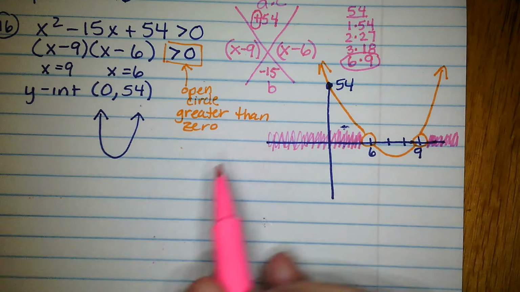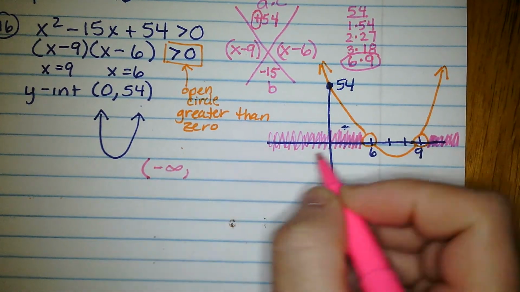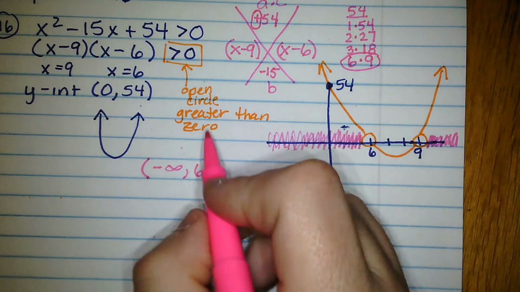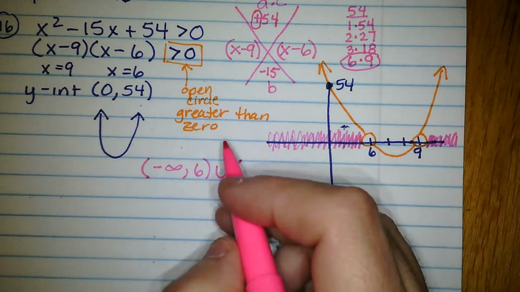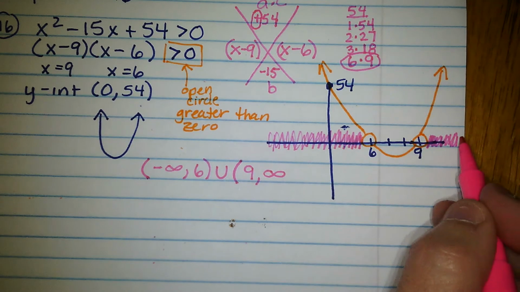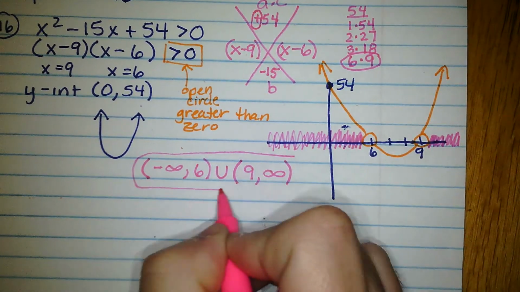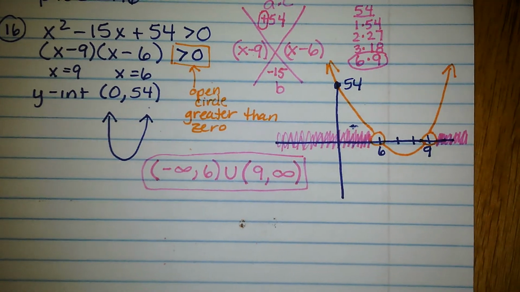So this one is going to be a parenthesis, negative infinity, comma, 6, and that's a parenthesis because it's open, union, and then another parenthesis with the 9, and we're going to do a comma and an infinity with another parenthesis. So this is the solution to your You Try, quadratic inequality.